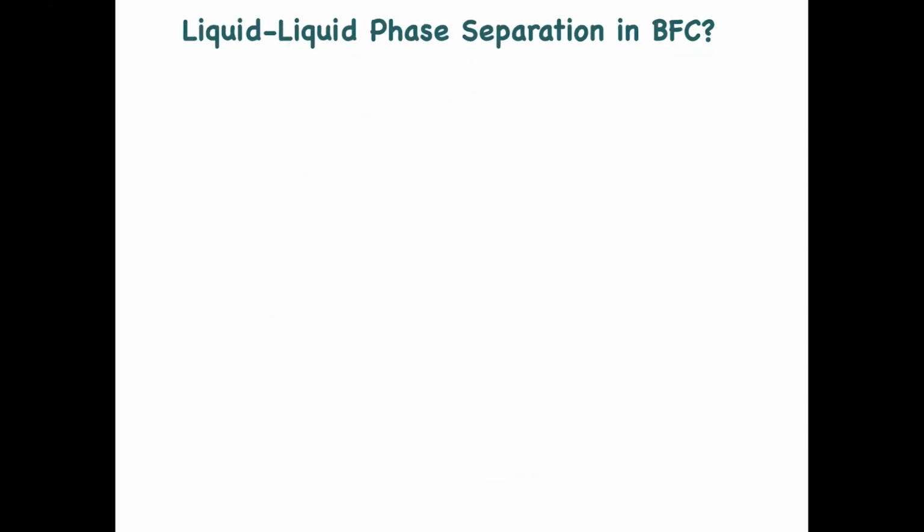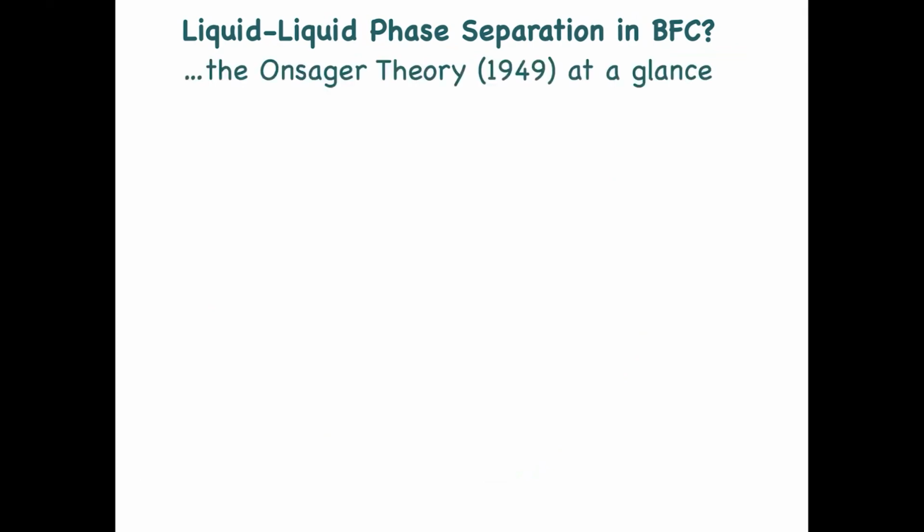So now the question is, do we have a liquid-liquid interface? Do we have a demixing mechanism in biological filamentous colloids, or rigid polymers in general? And to answer this question, I have to go back to a theory which is even before the one of Wolfgang. This is a seminal paper in soft condensed matter.